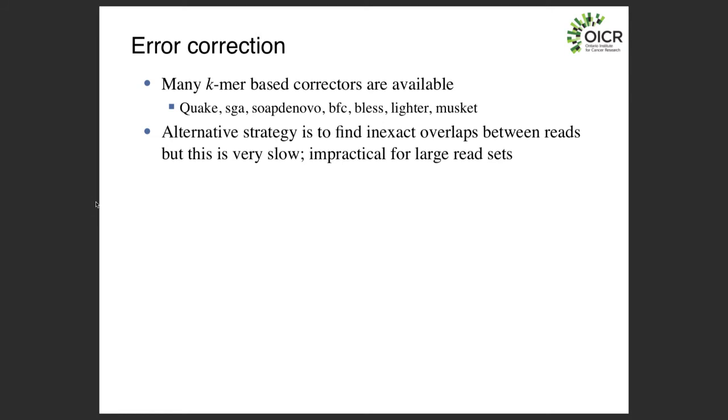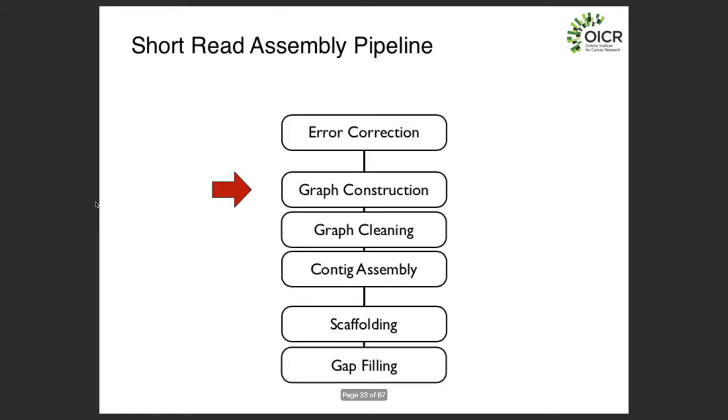The reason that we do this, though, is that the older way of doing error correction was looking for pairwise overlaps between the reads and then calculating a multiple alignment. That's far too slow for a large Illumina data set, so we use these k-mer methods. All right, we've error corrected our reads. Now we want to construct our graph.